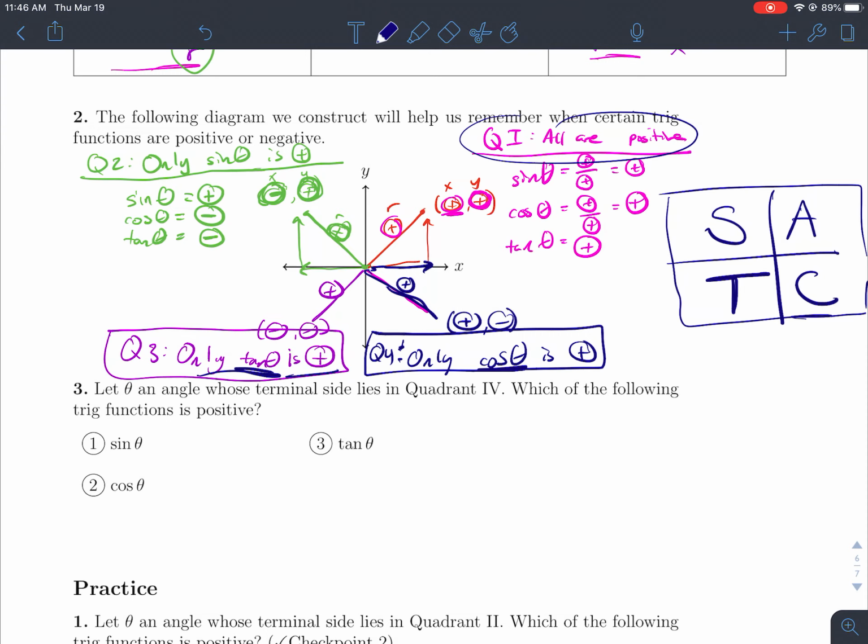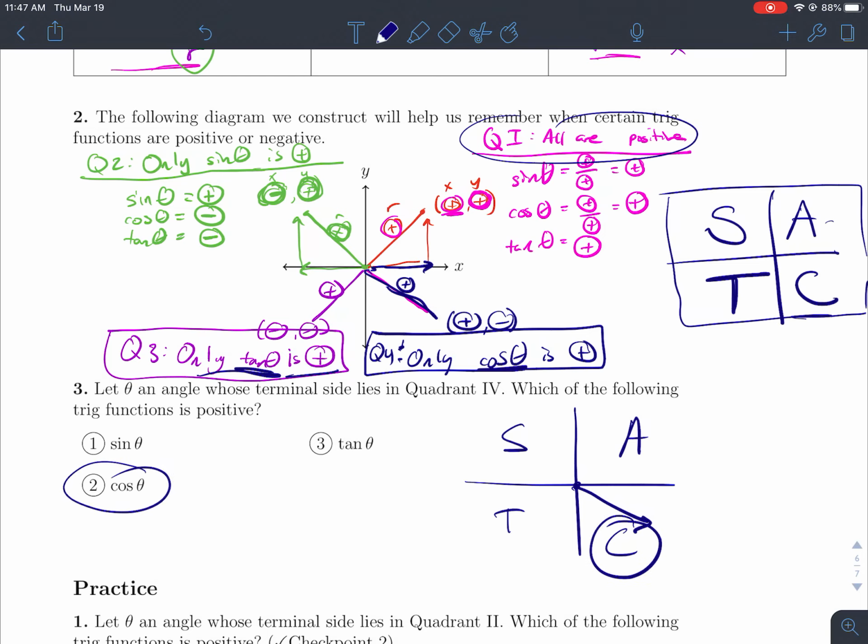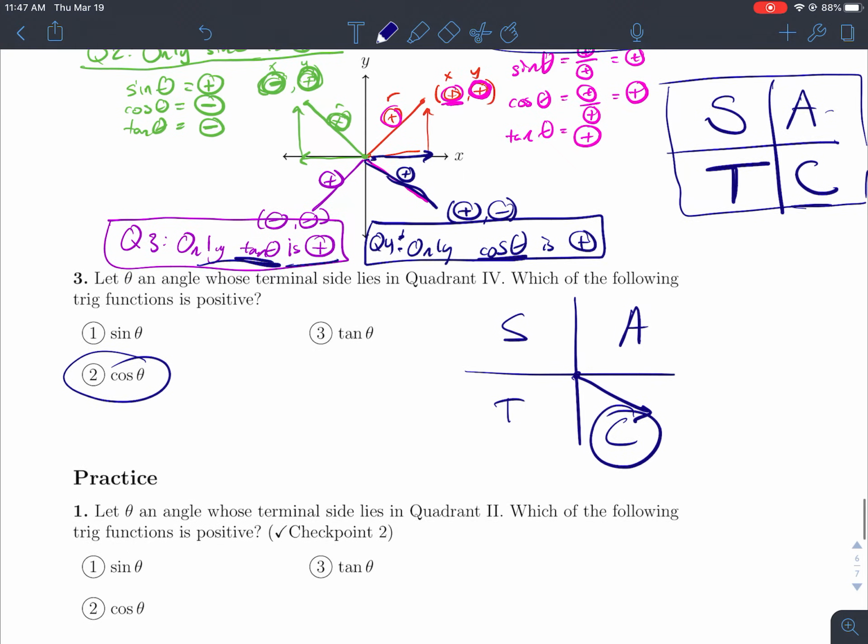For problem 3, let theta be an angle whose terminal side lies in quadrant 4. Which of the following trig functions are positive? So we have, and this is just a silly way of remembering it, all students take calculus. Because we're in the 4th quadrant, only cosine is positive.